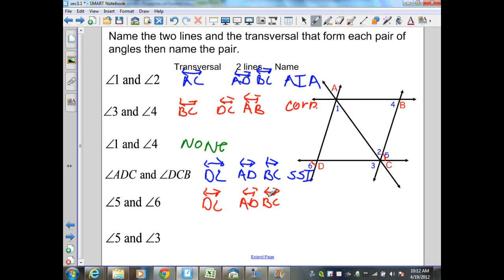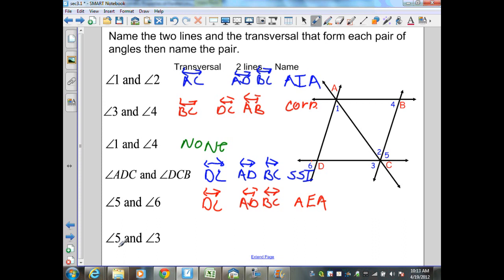Let's identify them. They are on opposite sides of my transversal. And my two lines, AD and BC, these angles are outside of those two lines. Therefore, these are alternate for opposite sides of my transversal, exterior for outside my two intersected lines.